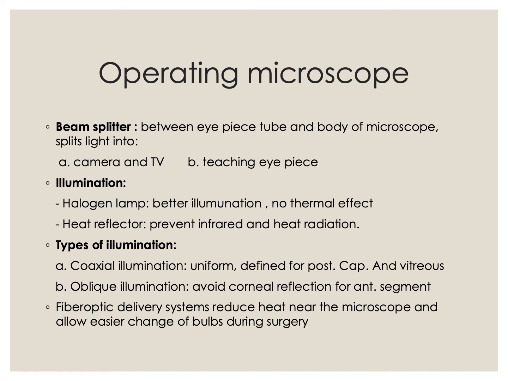The illumination of the operating microscope is composed of a halogen lamp, which has a better illumination with no thermal effect, and a heat reflector to prevent the infrared and the heat radiation from the lamps of the microscope. We have also two different types of illumination: either the coaxial illumination, which is a uniform defined illumination used for the posterior capsule and the vitreous, and the oblique illumination in order to avoid the cornea reflections from the anterior segment.